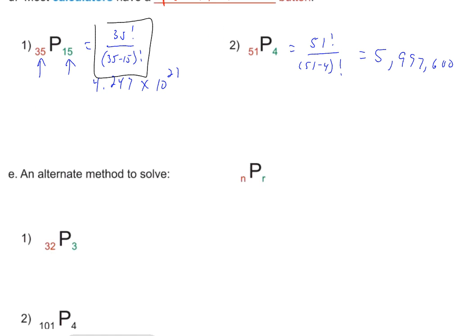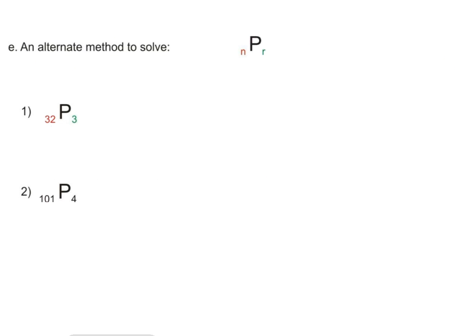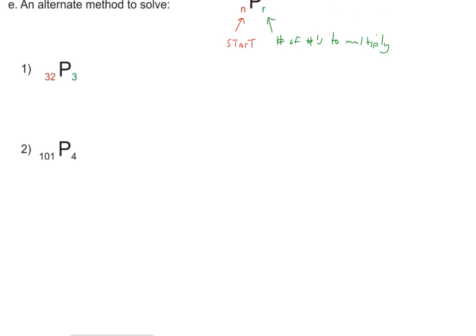Okay, last thing. I want to show you one other alternate method of solving a permutation. So there is one other alternate method. If you treat the number as the start, and you treat the second number, the number in each group, as the number of numbers to multiply. I know that sounds funny, but I'll show you what I mean in a minute. The number of numbers to multiply. So here's what I'm talking about.